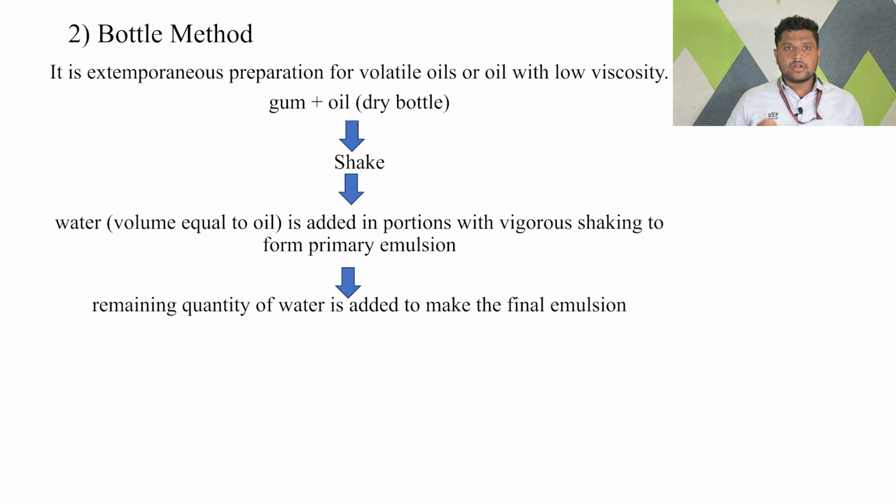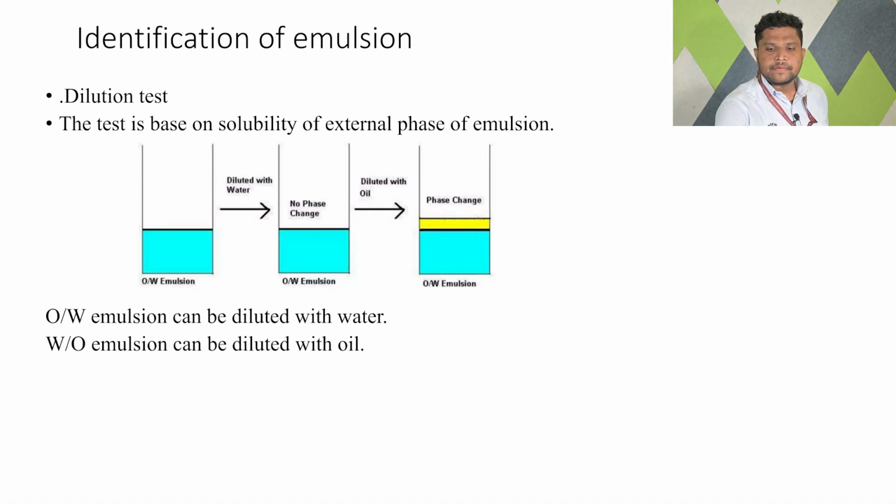Then the remaining quantity of water is added to make the final emulsion. Firstly you took 10 ml of oil, then you also take 10 ml of water, but the final quantity of water is 50 ml, so the remaining 40 ml of water you have to add to that bottle and shake it. Then you form the emulsion.